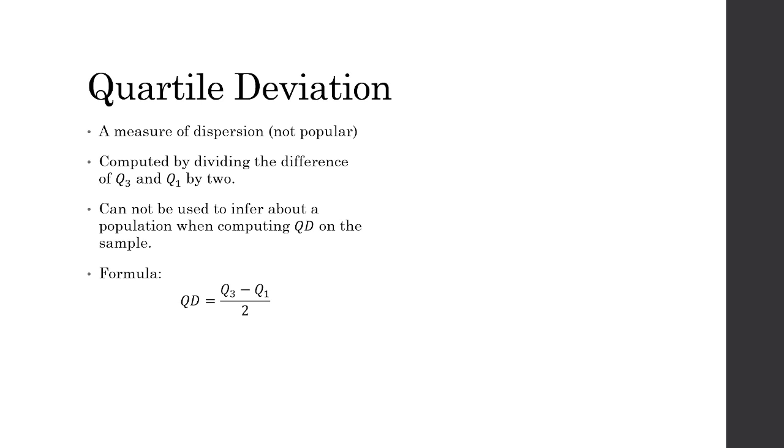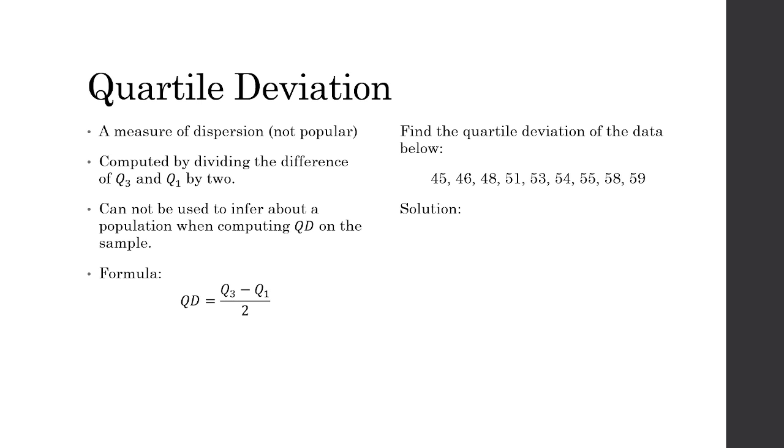Don't use quartile deviation to represent a population using a data set that is taken from a sample. Okay? So for an example, using the same example wherein we have Q1 or first quartile which is 47 and third quartile which is 56.5, the quartile deviation will be 56.5 minus 47 divided by 2, which is 4.75.